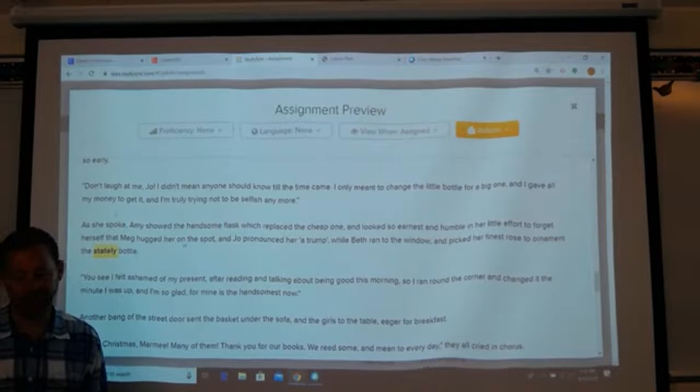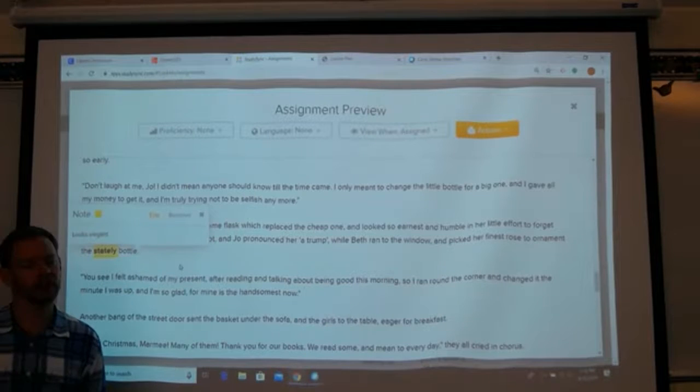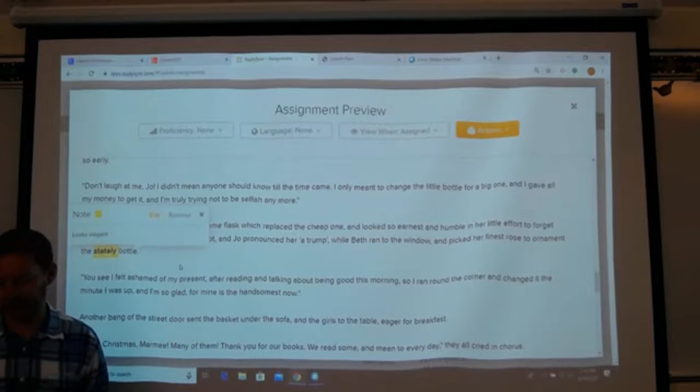Hopefully you came up with something like having a dignified or a grand manner, majestic in appearance, looking elegant. So that's kind of what I threw in here. The bottle that we're talking about, it looks elegant. It looks really nice and rich and fancy, okay? So it looks elegant is kind of what we're looking for here for stately.